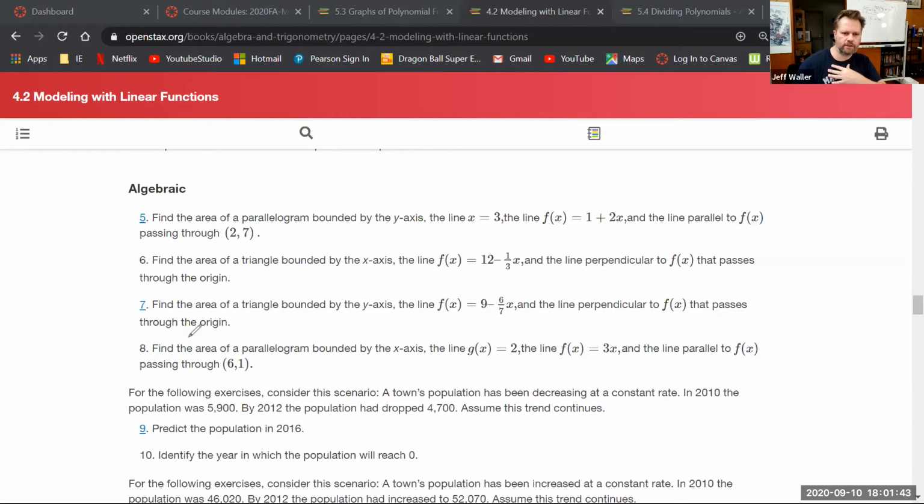So if you look at 7, we've got this line. It's bounded by the y-axis now, right? The line f of x equals 9 minus 6x. So I know it's got a y-intercept of 9. Is that cool? And then it's got an x-intercept. Where would the x-intercept be for this?